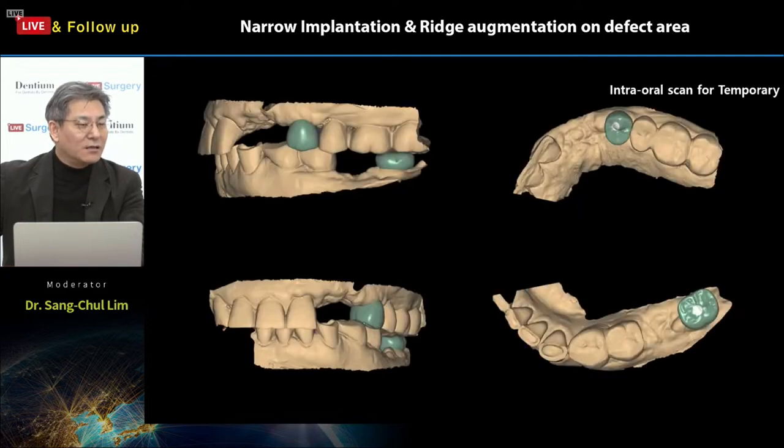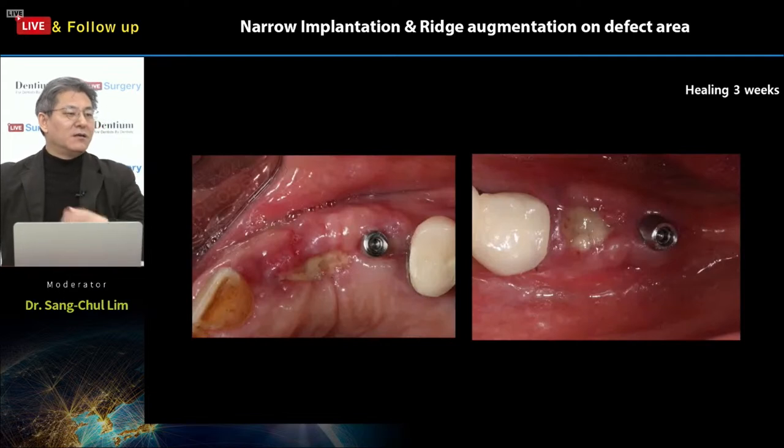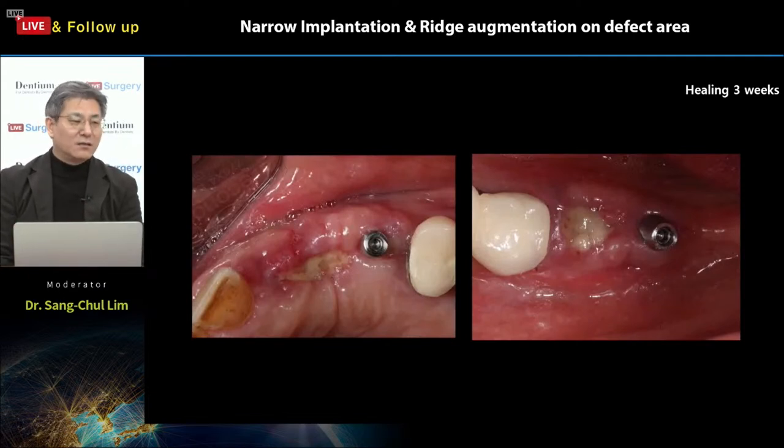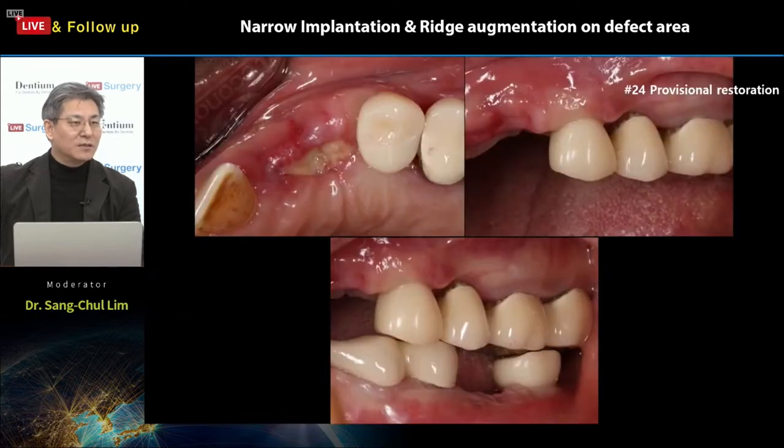And this one is the intraoral scan for the temporary setup on the CAD. This design goes to the machine, and we can make this temporary with the custom abutment and temporary PMMA. With the custom abutment, we deliver to our patient number 24 the provisional restoration. It looks very nice, a good situation, good anatomy and a good emergence profile on the buccal site.